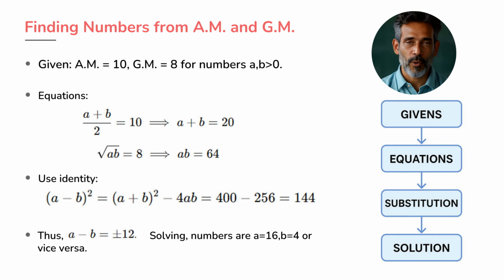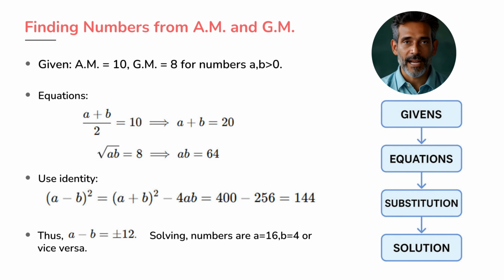Now let's solve a proper exam-style question. We are told the arithmetic mean of two positive numbers is 10 and the geometric mean is 8. We need to find the numbers. Step 1. From A equals 10, we have (a + b) divided by 2 equals 10. Multiply both sides by 2. We get a plus b equals 20. Step 2. From G equals 8, we have square root of ab equals 8, which gives ab equals 64.